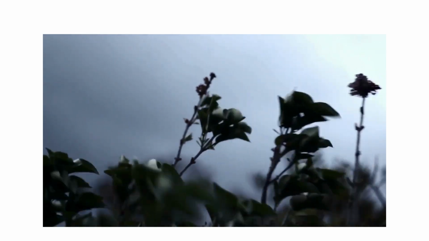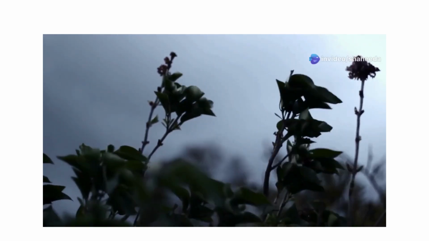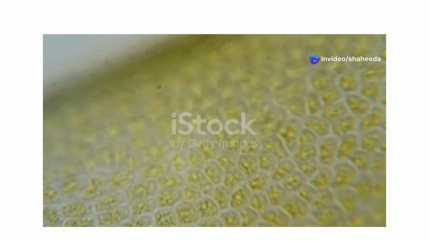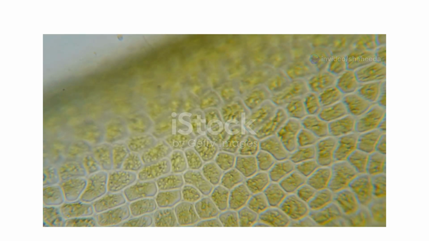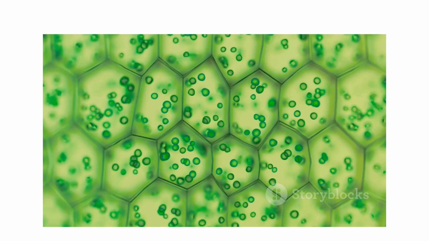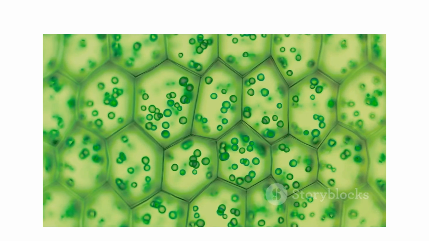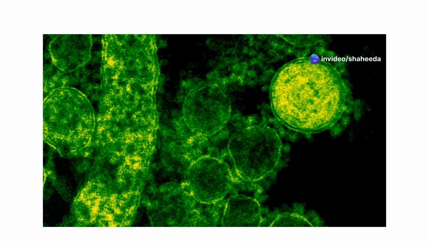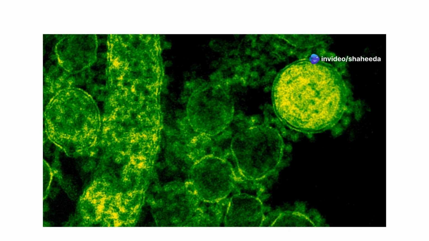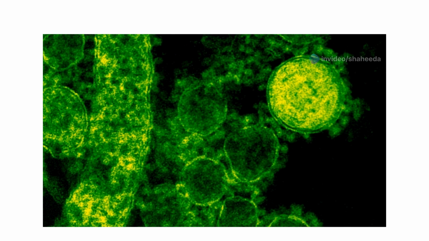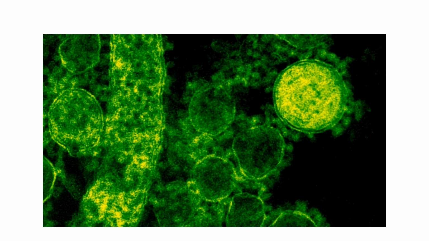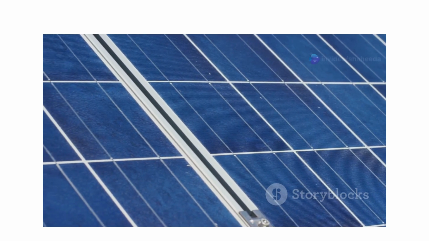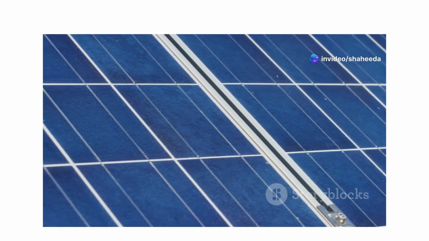This sturdy wall provides structural support and protection, allowing plants to stand tall and withstand environmental stresses. Think of the cell wall as a suit of armor protecting the plant cell from harm. But the real stars of the show are chloroplasts, the organelles responsible for photosynthesis. These green organelles contain chlorophyll, the pigment that captures light energy and converts it into chemical energy in the form of glucose. It's like having tiny solar panels inside each cell, powering the plant and ultimately providing energy for all life on Earth.